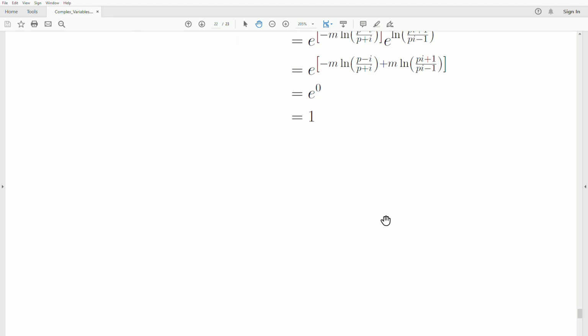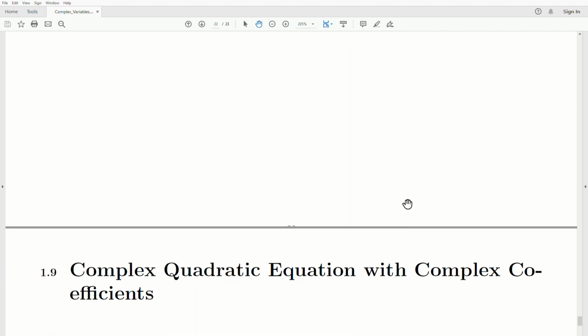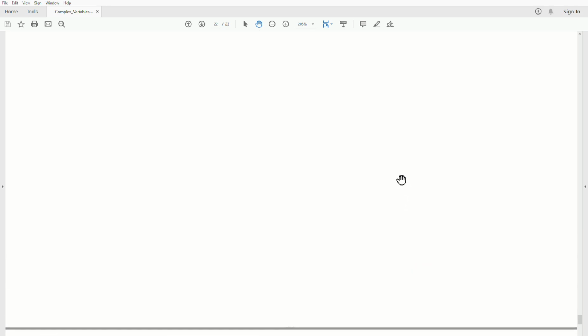Okay, well, I'm running a little bit long, so I'm going to cut it off here. The next video is complex quadratic equations with complex coefficients.